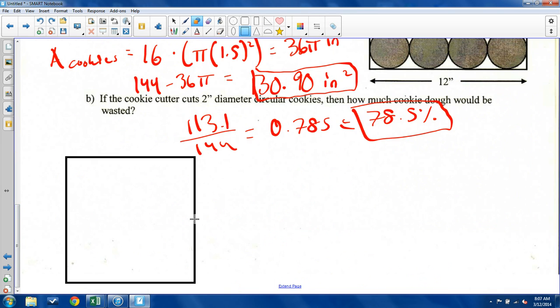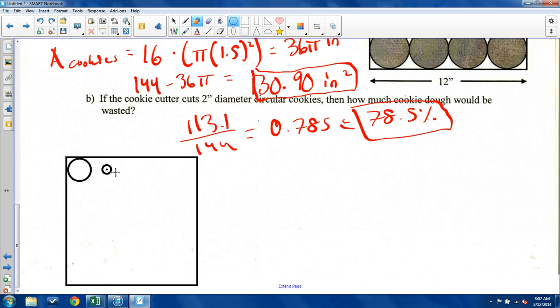If I make a new square, let's say it's still 12 by 12. Okay, now I'm going to make new cookies. They're all 2 inches each in diameter. This won't be perfect. It's probably not even close, so let me make it as close as I can. Say this is 2 inches in diameter. How many 2-inch diameter cookies could I fit in a row? Fit 1, 2, 3, and again, this isn't perfect, say 4, 5, 6, right?